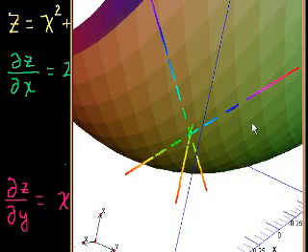Now let's just chug through a bunch of partial derivative problems just so that you get used to the mathematics of it.